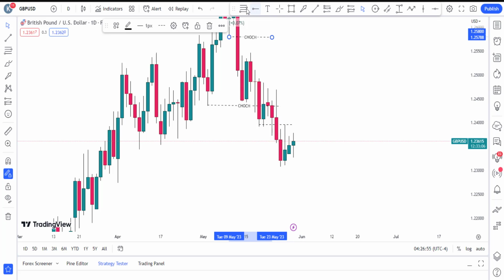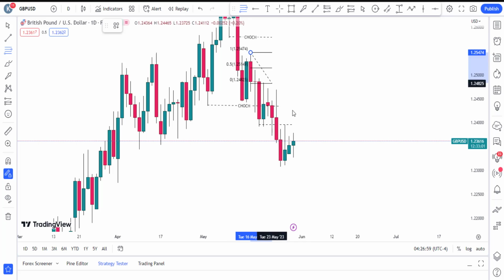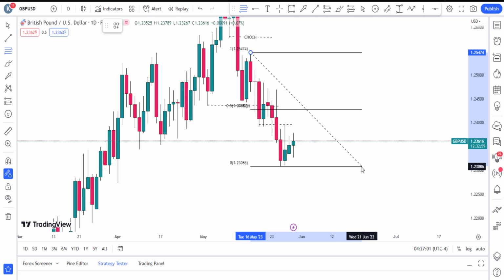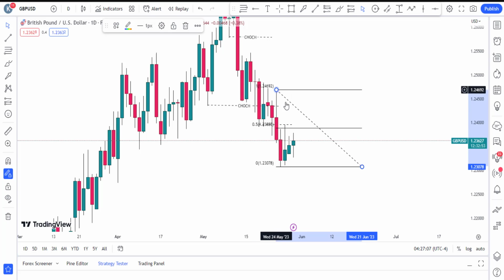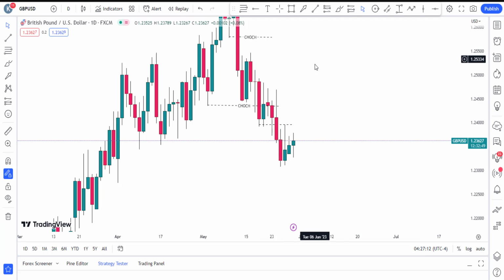Let me show you. If you measure from this swing to this particular swing, let me even adjust it properly so you can see. I want to use this swing. Price has traded into this implied fair value gap. You know what an implied fair value gap is? This is it. Measure 50% of this and put your line there.